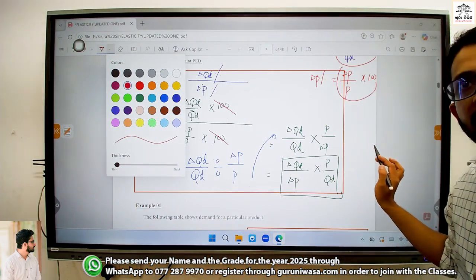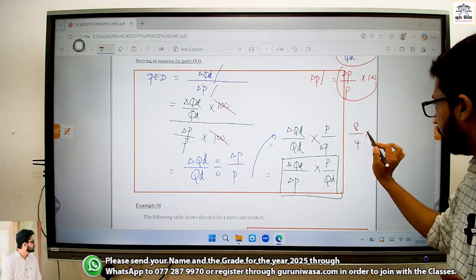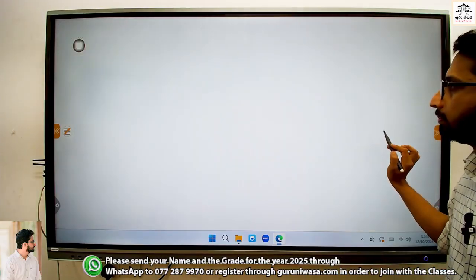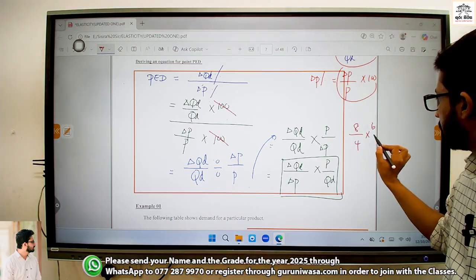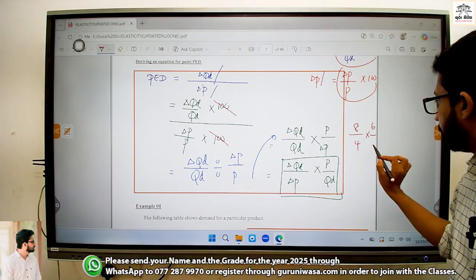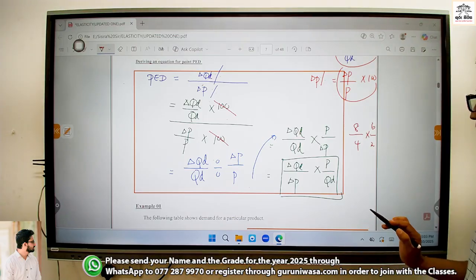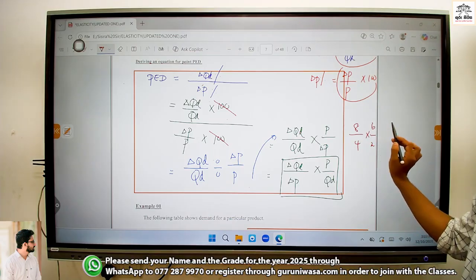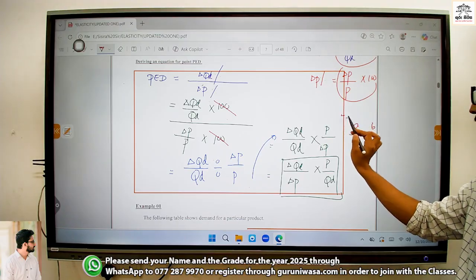Look, 8 divided by 4 into 6 divided by... clear? Here, how much is the value? 48. 48 divided by 8 means 6, right? Answer is 6.